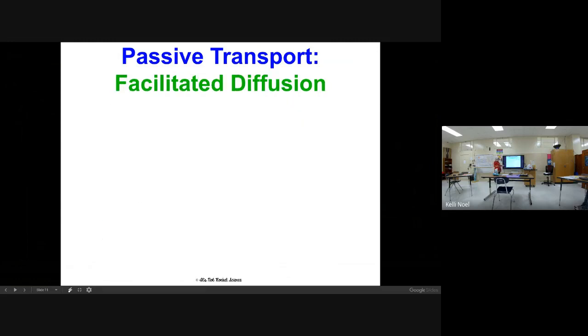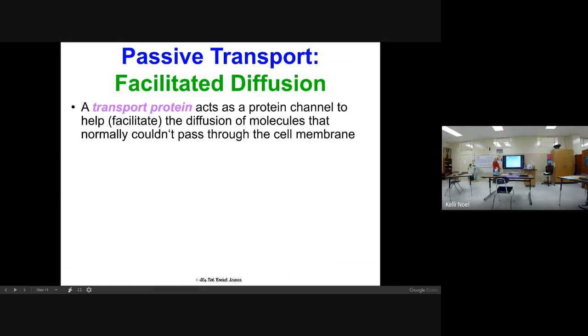Facilitated diffusion is the same thing, and if you read the article yesterday, it mentioned this. This is sort of a helping diffusion. You've got to have a helper. This is a transport protein that is a channel. It has an opening through it, and it allows the diffusion of larger molecules or molecules that can't go through the phospholipid because they are hydrophilic, and the tails of the phospholipids are hydrophobic. Those two won't allow it to pass through.